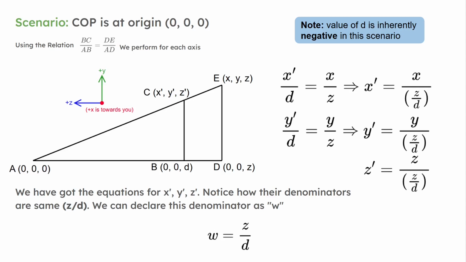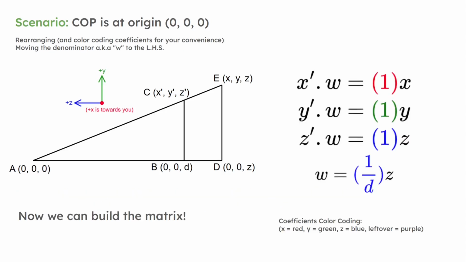We can move this denominator, or w actually, to the left hand side, which we have done here. So w is on the left hand side and everything else is on the right hand side. x prime into w is x, y prime into w is y, z prime into w is z. And we are also making w its own equation, w equals 1 by d, which is equal to z by d. We can now use this formula to calculate x prime, y prime, and z prime, but our target is to build a matrix because a matrix is easily composable with other transformations.